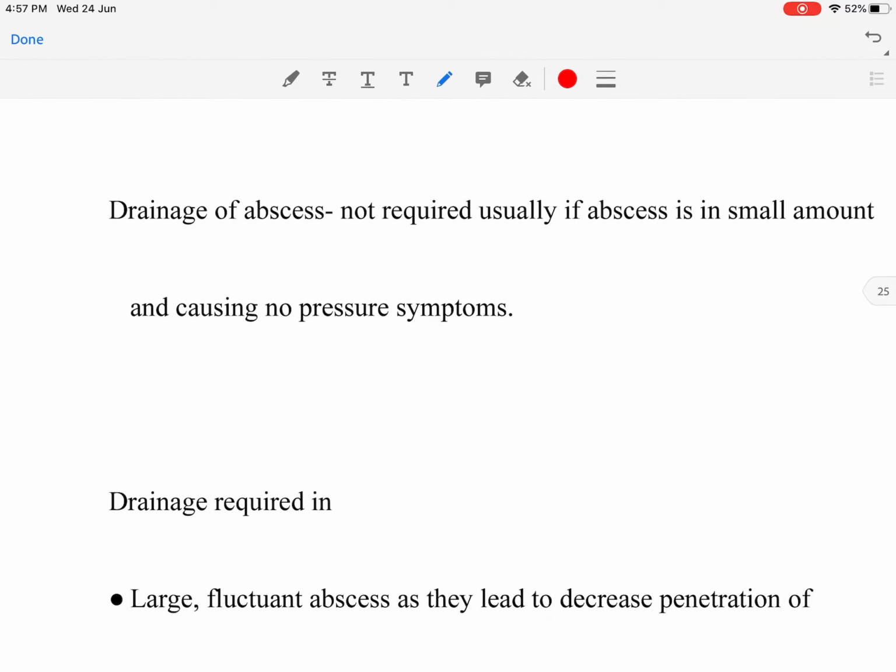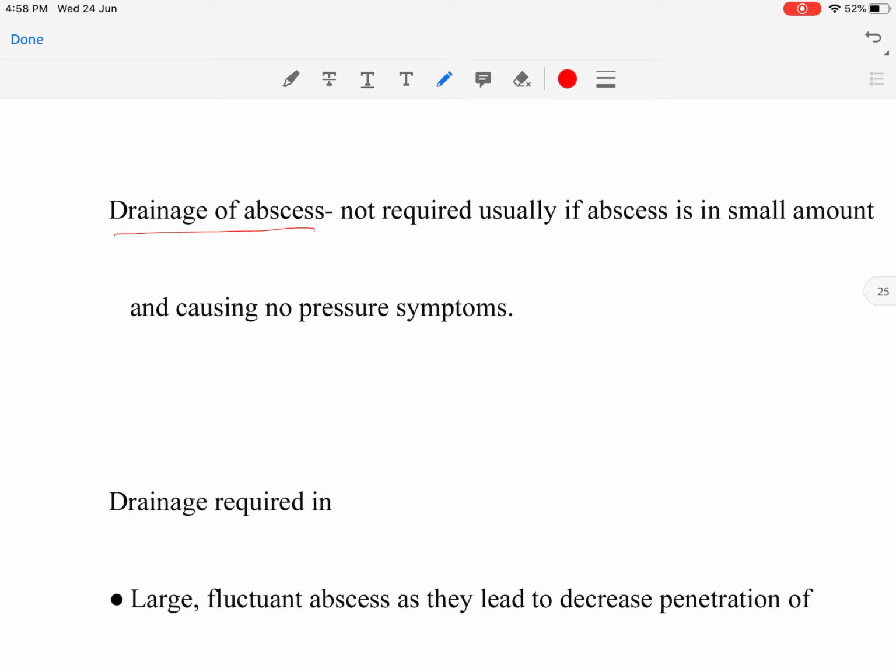Now we have discussed the various types of cold abscess. We have discussed how they present in the cervical spine, how they present in the dorsal spine, and how they present in the lumbar spine. Now the very famous question: if at all drainage of these abscesses is required.